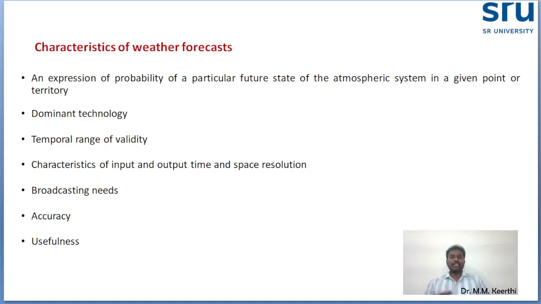Whatever weather forecasting there is, it is all probability based, for a particular time and particular place. It is one of the dominant technologies. Based on the temporal range, the validity will change, and based on the input and output, the particular place and time will change with the resolution. It needs broadcasting also, and the accuracy of whatever forecast we give should be mandatory. It will be useful to the general public and people in the related area. These are some of the characteristics of weather forecasting.